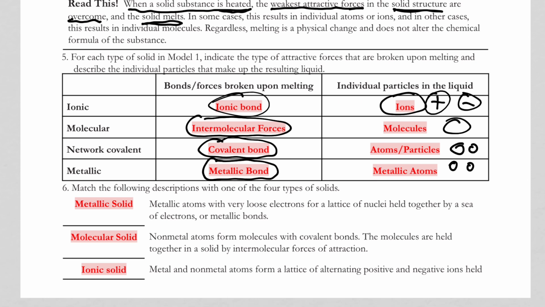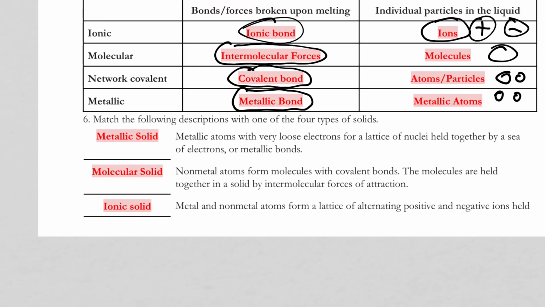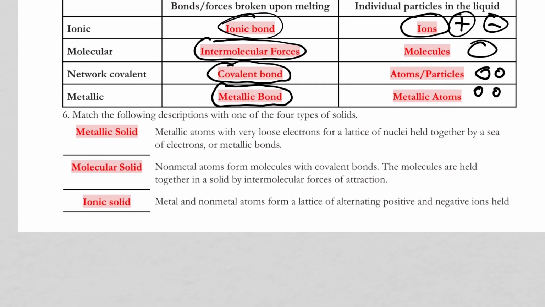So the key distinction here is that ionic solids are the only ones that separate into ions. The rest of them are going to separate into non-charged particles, such as molecules or atoms. Network covalent ones are usually nonmetal or metalloid atoms, but essentially they are not going to be charged. So let's take a look at the matching parts.